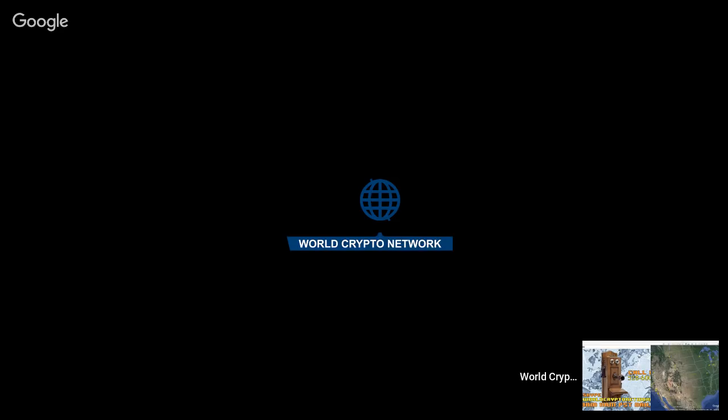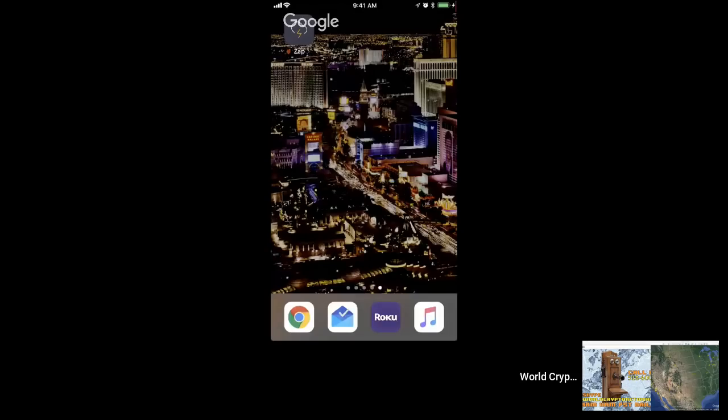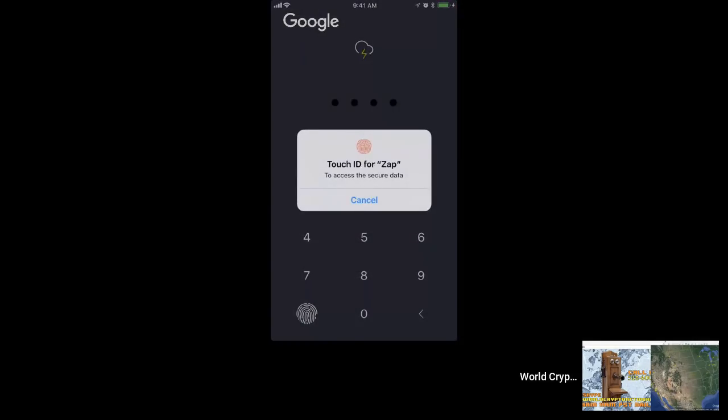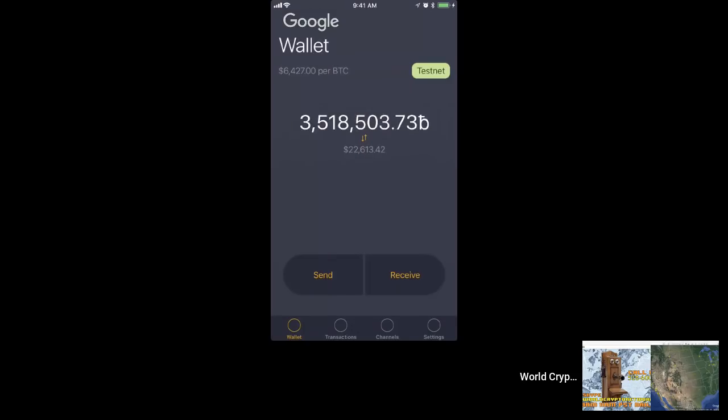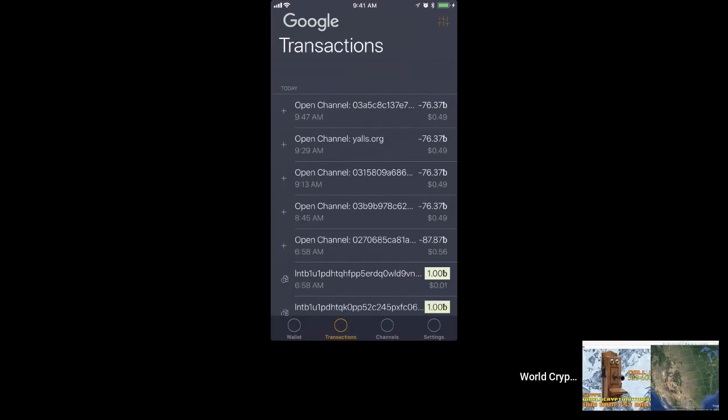Let's go ahead and I'm going to show you the screen on my phone and where I got to so far with the Zap wallet right here. I've got the Zap wallet. Boom, I'll start that up. It's got Touch ID, pretty cool. Check that out. I got some testnet Bitcoin from a faucet. It was really easy. I put in my address and the faucet sent me money. I've got some transactions here. Don't really know what any of this means.